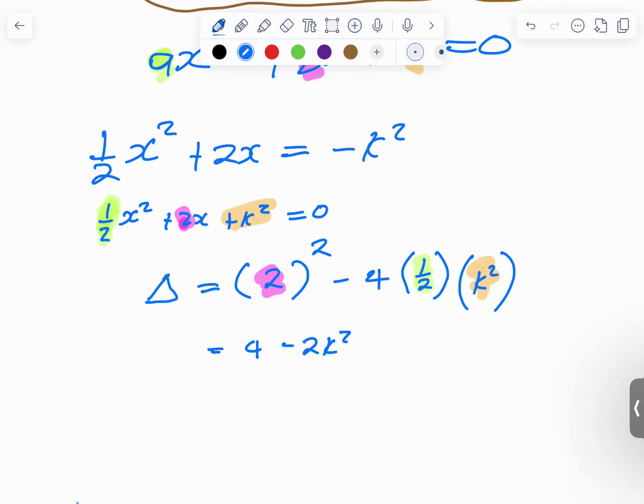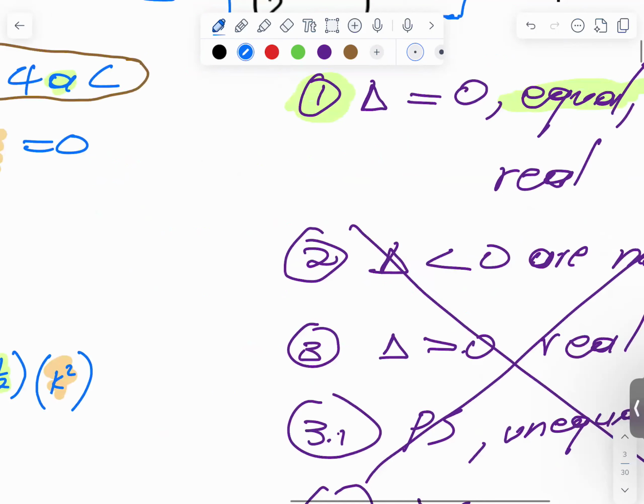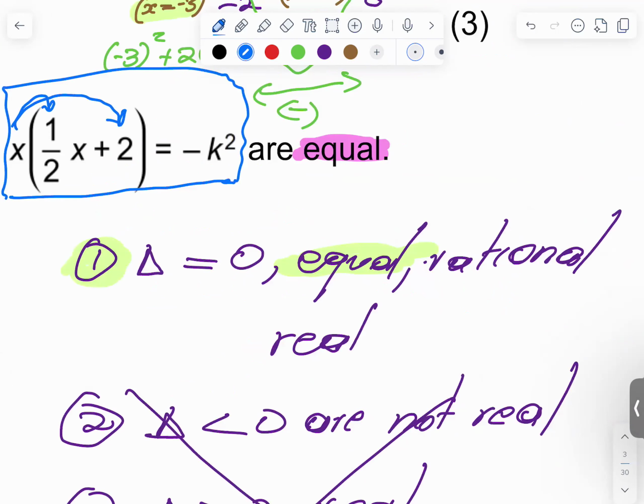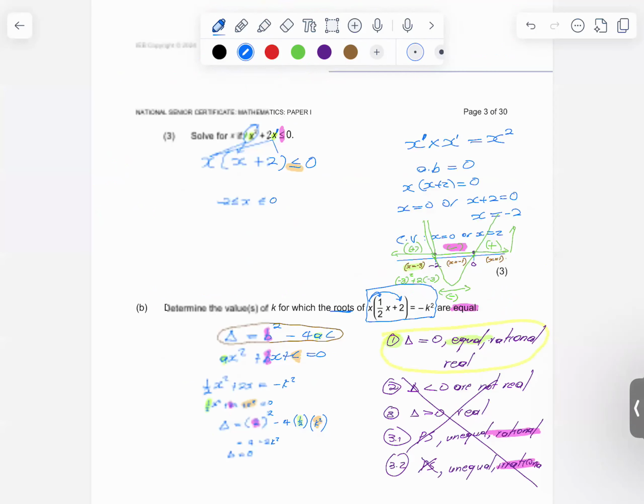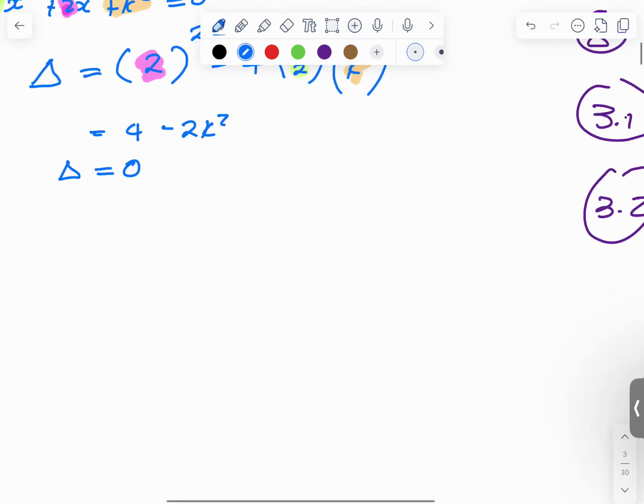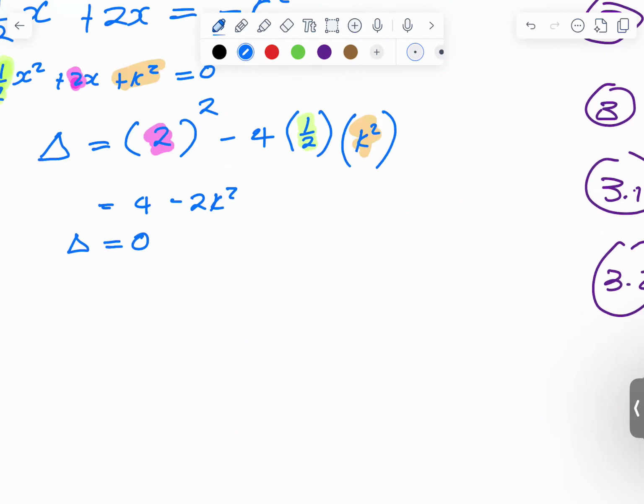However, they said that we need to find the values of k where the roots are equal. The roots will only be equal when delta is equal to 0, which is this condition over here. So all I did was just to make sure that where there is delta, I substituted 0 into the equation.